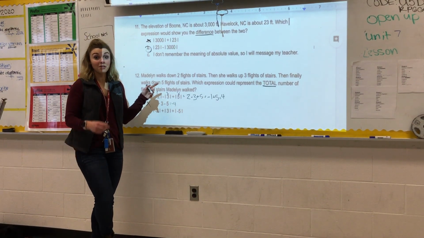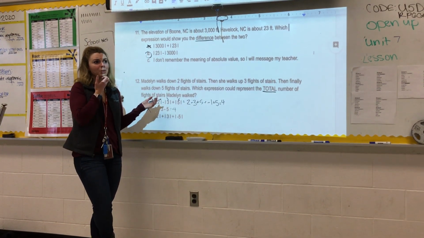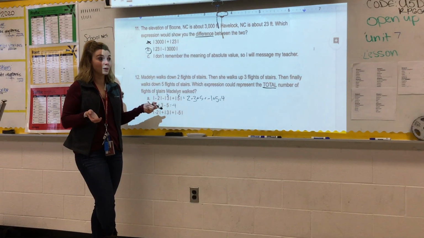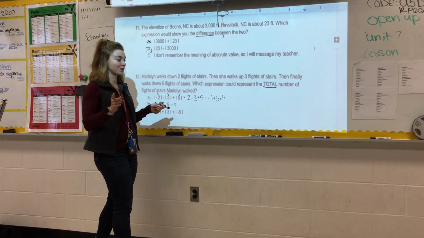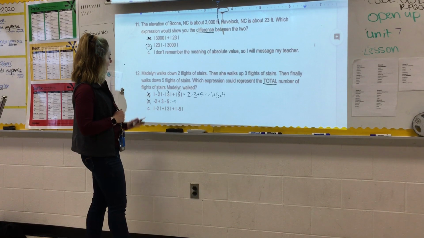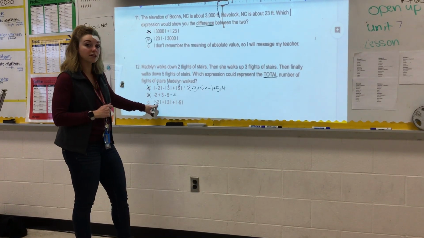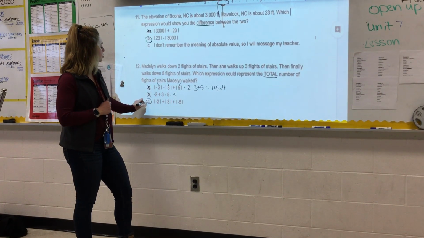But if you think about that, if you're like, Madeline, you only walked 4 flights of stairs, she'd be like, oh no, I walked way more stairs than 4. So A could not be your answer. So that leaves only C, but let's look at why C is correct.